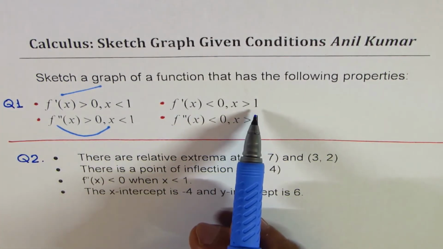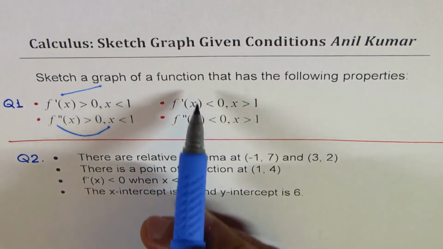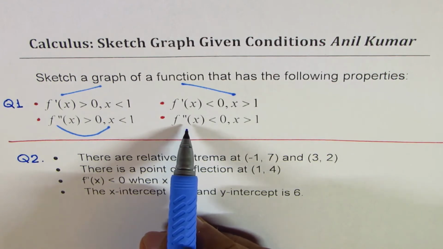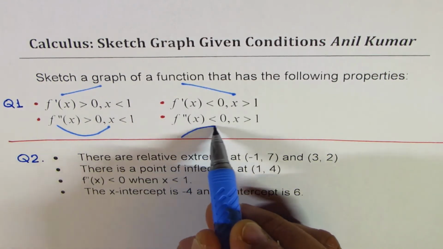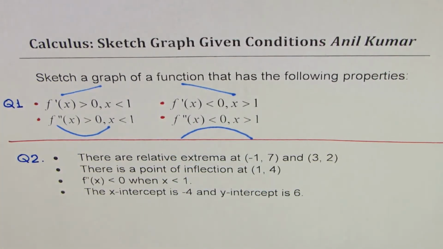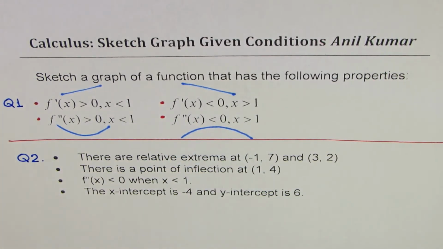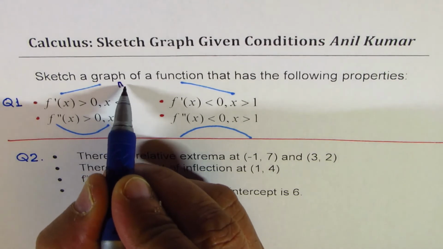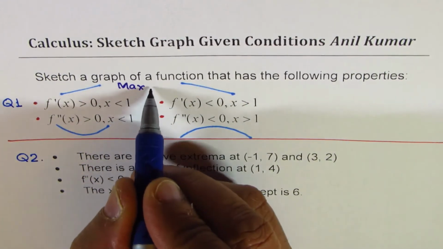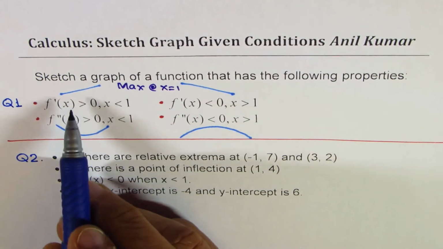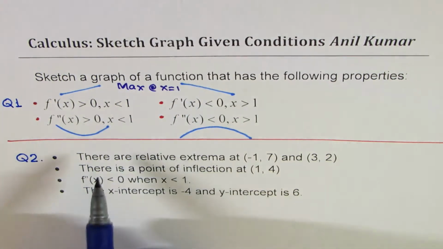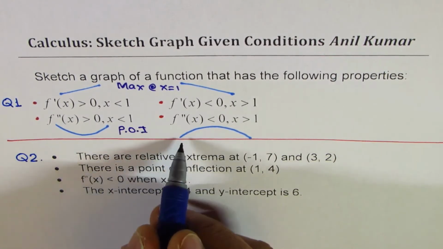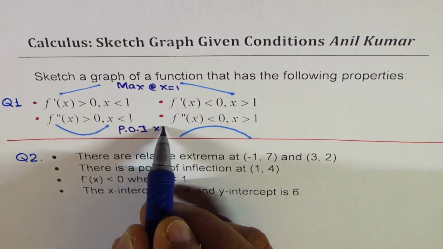When x is greater than 1, first derivative being less than 0 means the function is decreasing, right? And since the second derivative is negative, it is concave down. So that is the characteristics. Based on this, first derivative analysis tells us that we have a maximum at x equals 1, since it is increasing and then decreasing. And this condition tells that there is a point of inflection kind of, a change of concavity also at x equals 1.